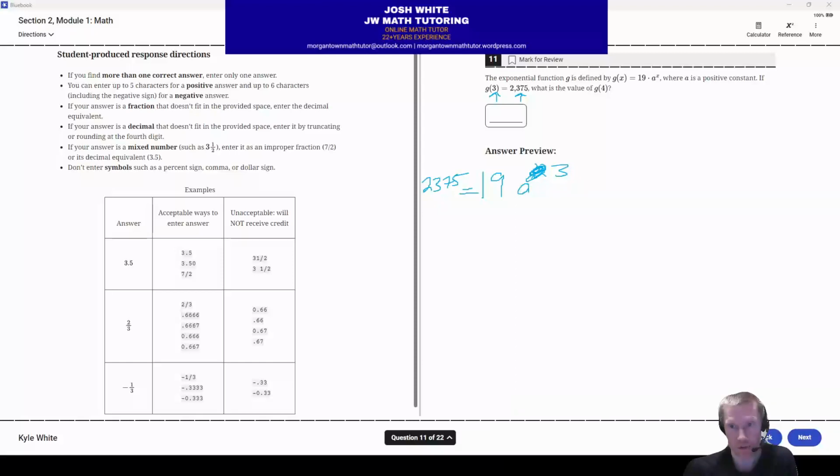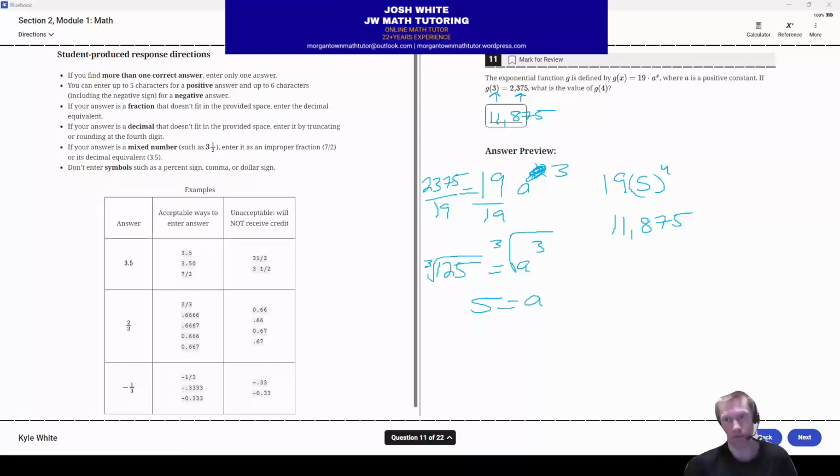So 2375 equals 19a cubed. And then you just solve this. We divide by 19. A cubed turns out to be 125. And then you just cube root both sides. So a turns out to be 5. And then, so we have 19 times 5 to the x. And they want now the x being 4. So you just punch in the calculator, 19 times 5 to the 4th, that just comes out to 11,875. So correct answer, 11,875.